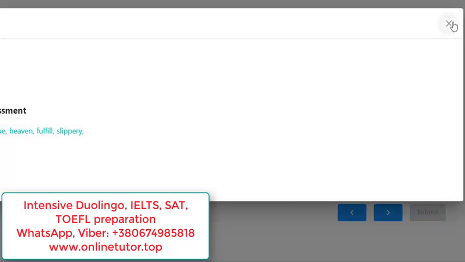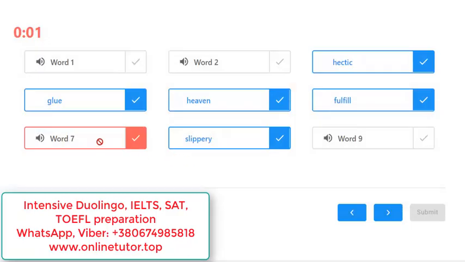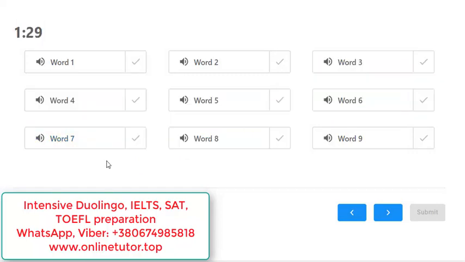We have all correct words correct and one extra. Okay, glue, happen, slippery, fulfill, hectic, and number 7, surest. You see, so it's a mistake. But it seems to me that it was surest, and I can stand up for my opinion because this word exists. But they will say that they twist some sounds, and it's not that surest, it's something else.